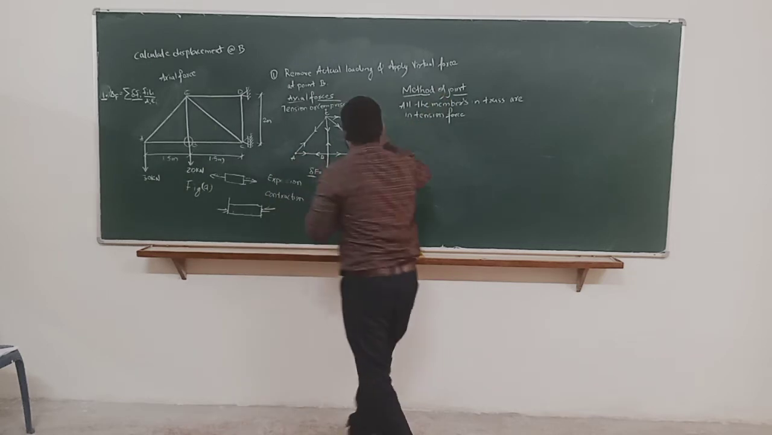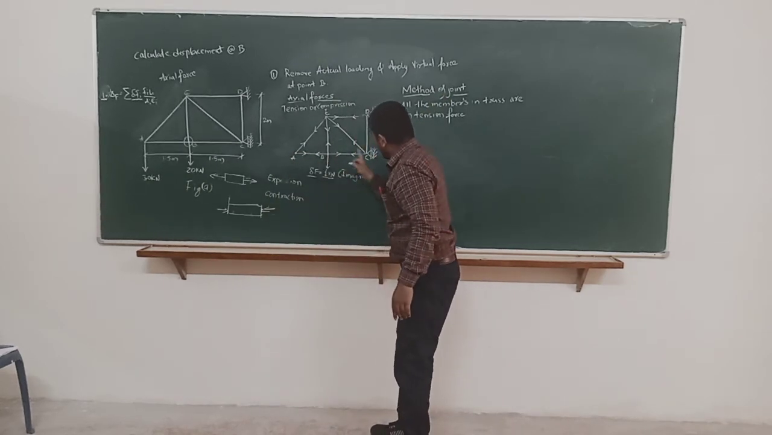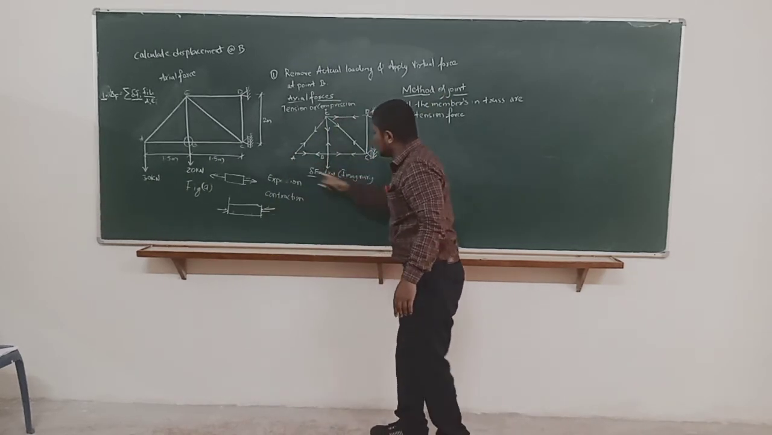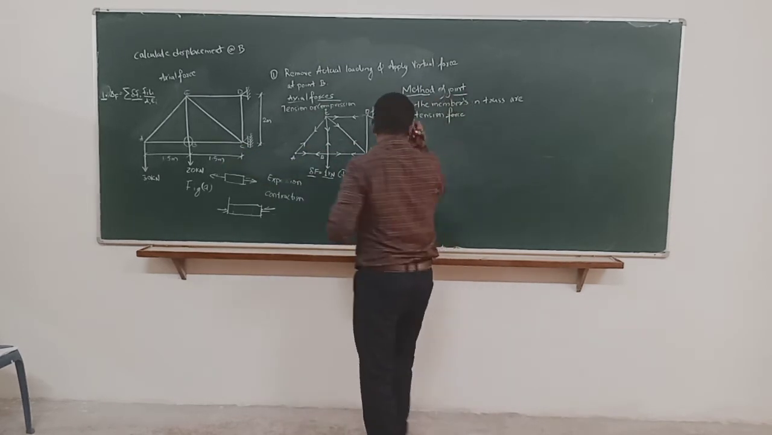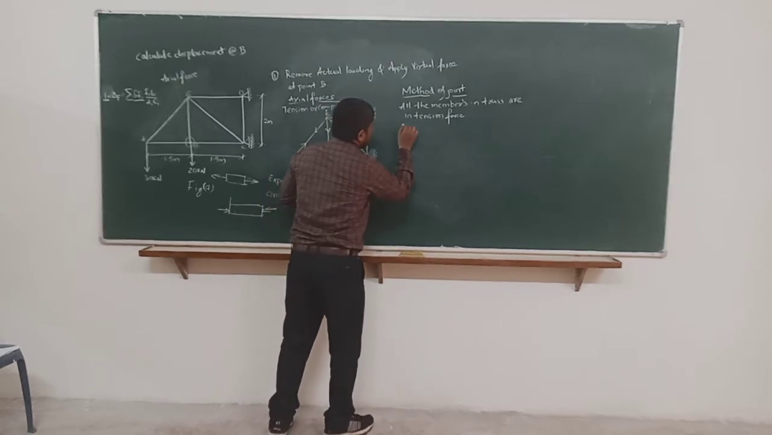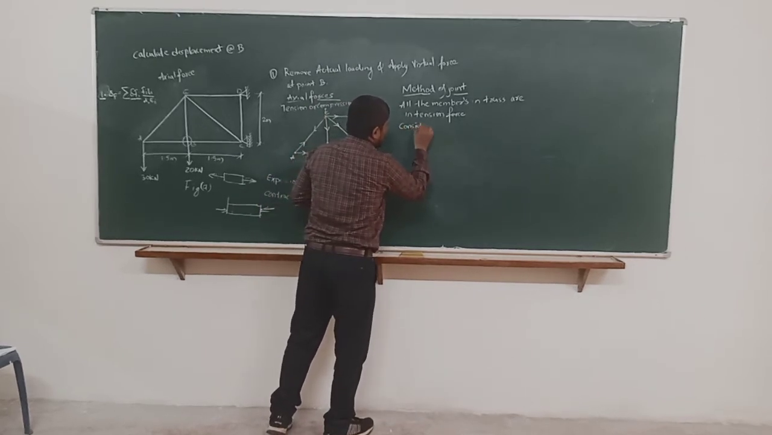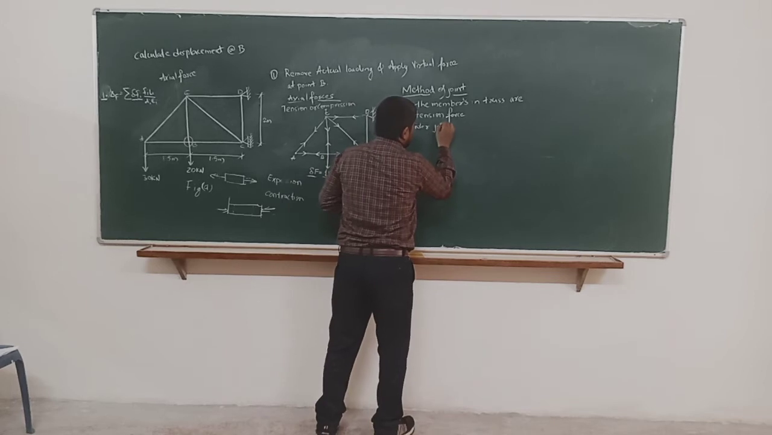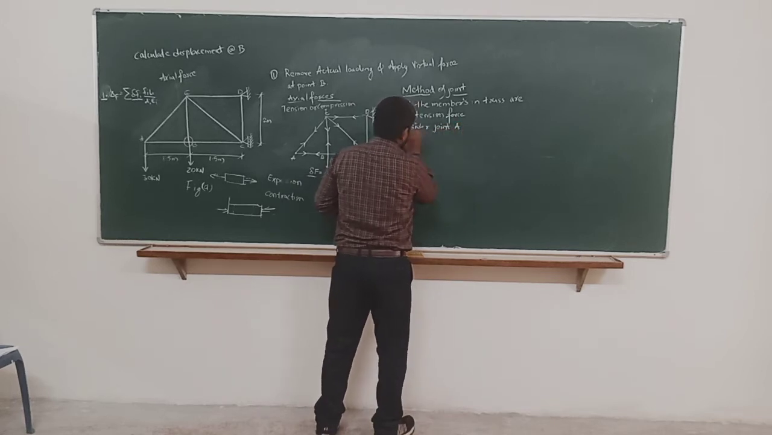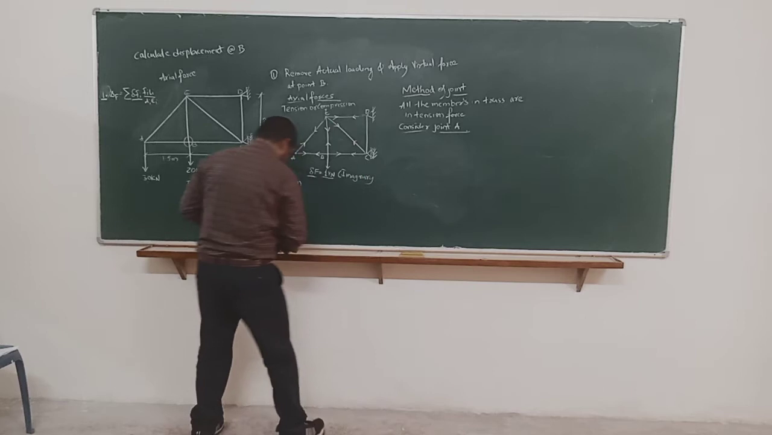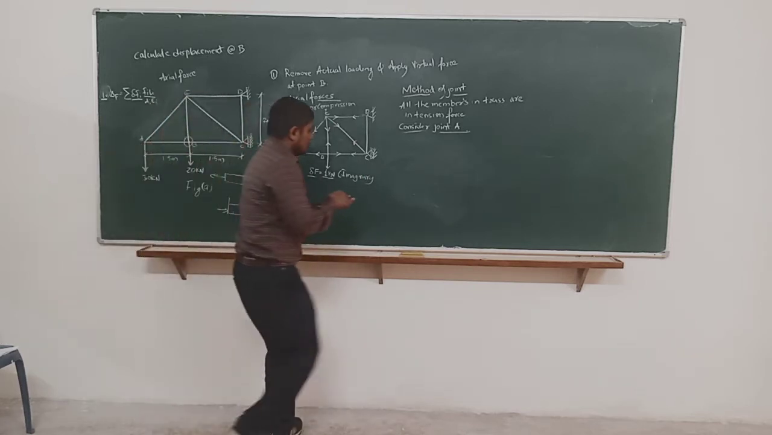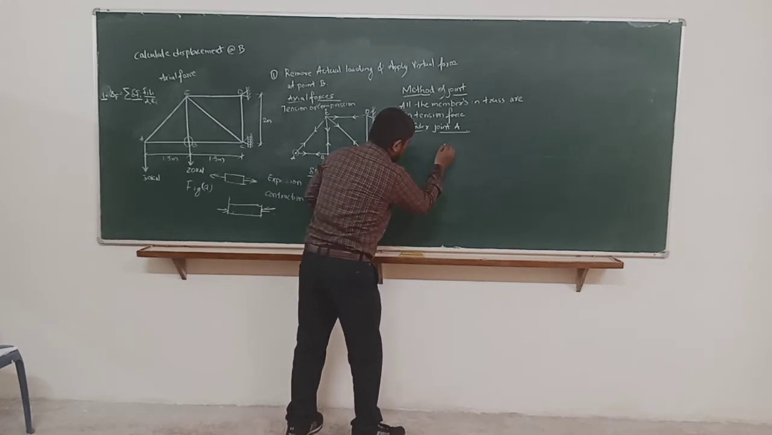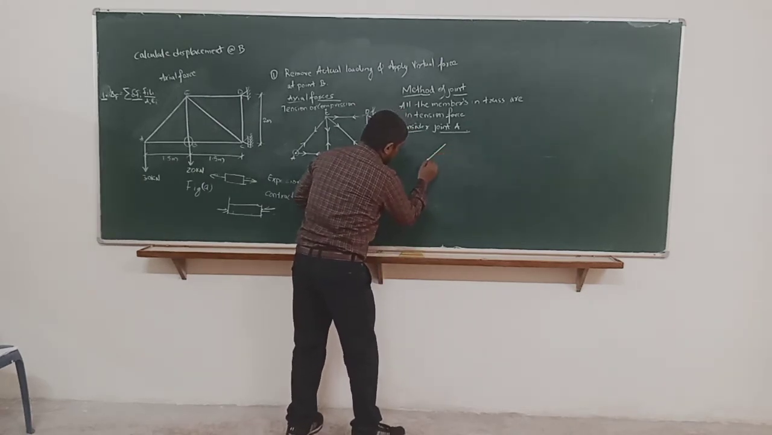So method of joints means what? You have to go joint by joint. If you understand this one concept, then for a real structure also we have to adopt the same process. Okay. Now see, I'll consider joint A. I am considering this joint first. I'll put here joint A.